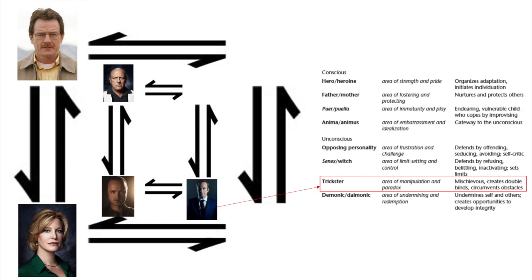So the trickster is embodied by an area of manipulation and paradox, is mischievous, creates double binds, and circumvents obstacles. And that's exactly what they use Saul for. Saul is the lawyer that helps Walt and Jesse get out of sticky situations and basically cooks up schemes and gets them out of trouble.